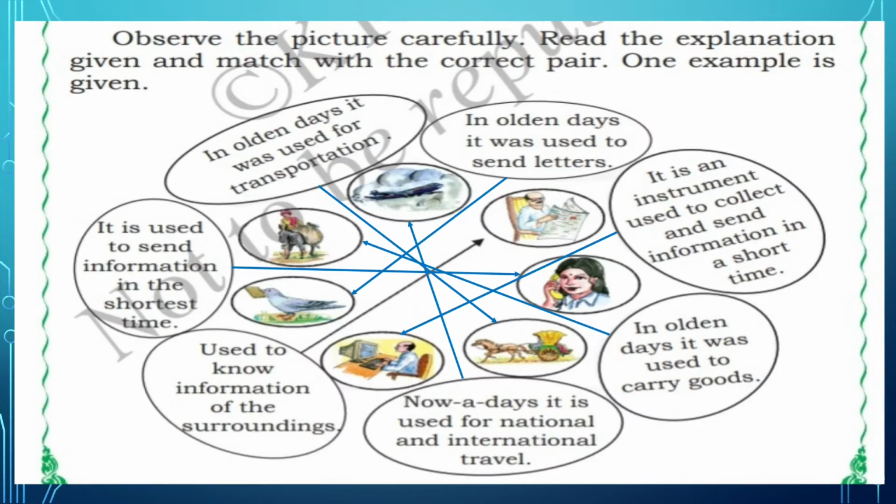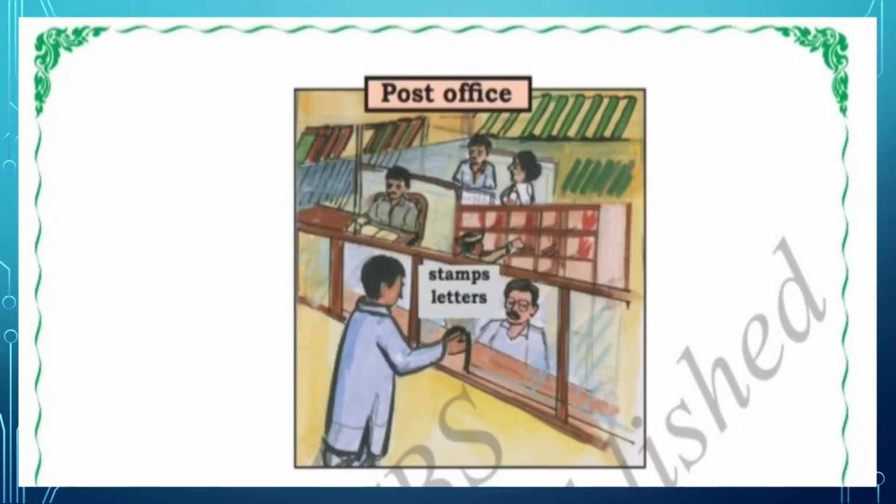Let's move to the next question. The next picture is of a post office. This is the picture of a post office. Here there are counters: this is the counter for stamps and letters. There are many counters. You can see this counter is for services like speed post, courier, and other services.